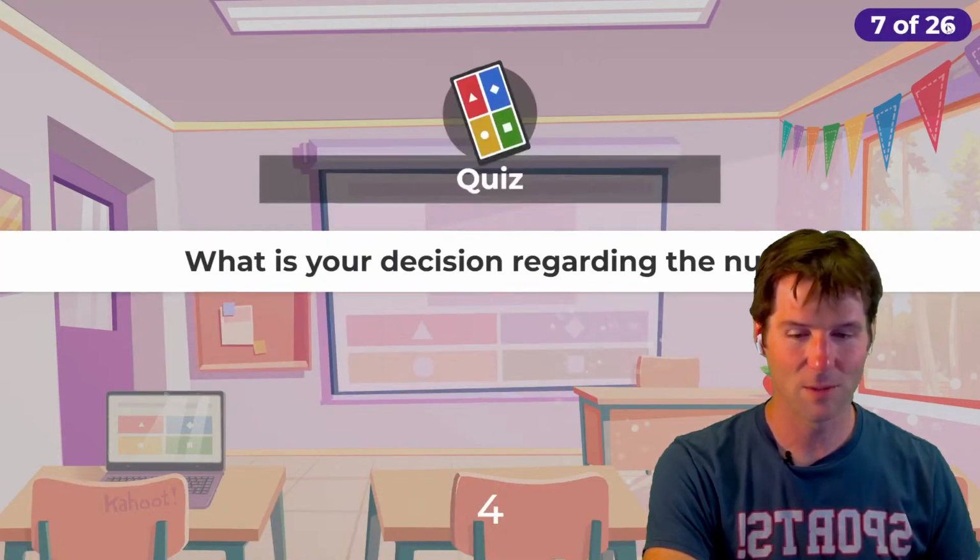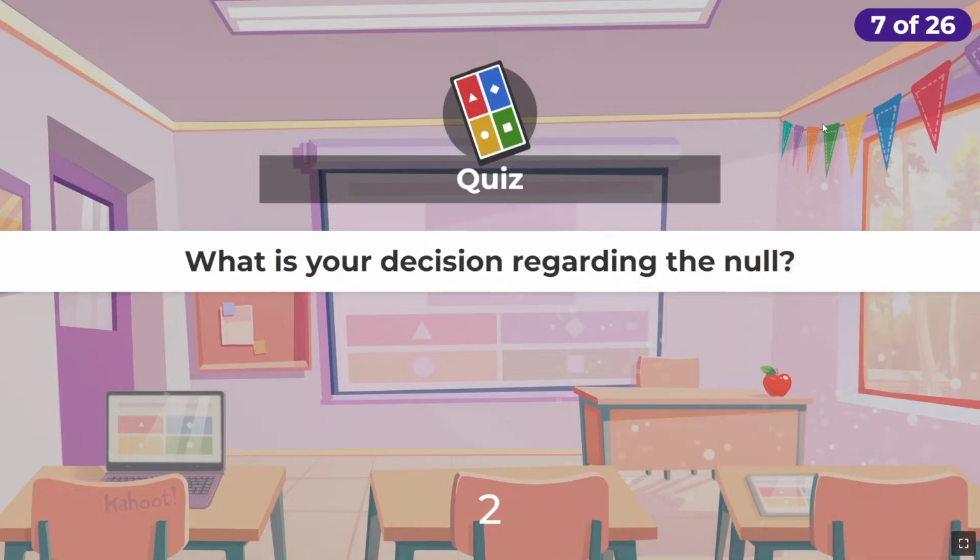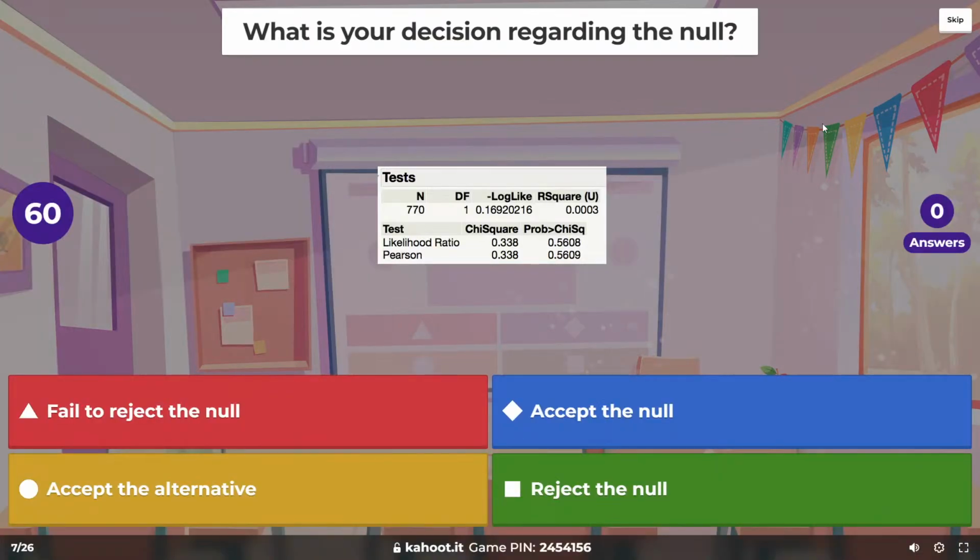Here we go with the next question. What is your decision regarding the null? Now, you only have two choices when it comes to the null. There's only two answers on the board here that make sense. There are other ways to word them, but when you talk about the null, you should only have two possible answers. What are your two answers? The two answers with the null are reject or fail to reject.